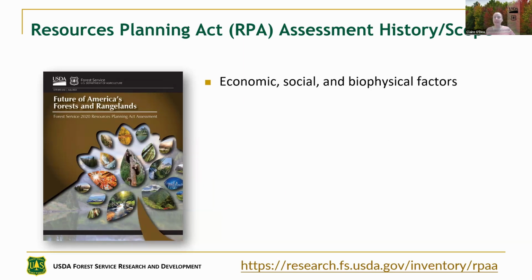But the assessment is unique in its focus on how the interaction of economic, social, and biophysical factors affect the productivity of forest and rangeland ecosystems and their ability to meet increasing demands for goods and services. We often look at the potential impact of these factors in isolation, but to truly understand the scope of the issues we're facing, we need to understand the relationships among these factors.